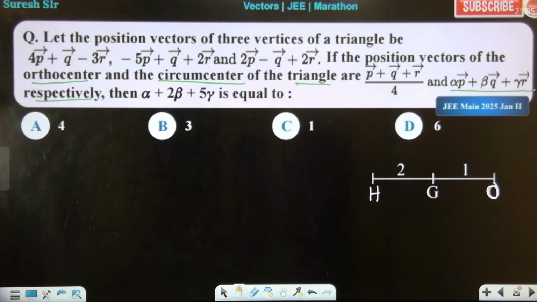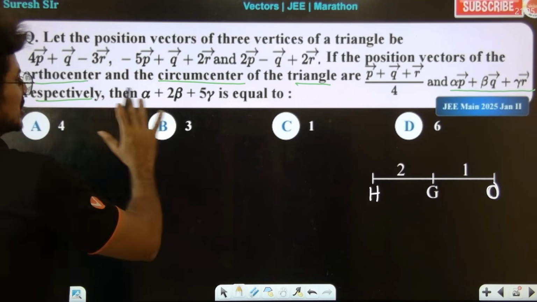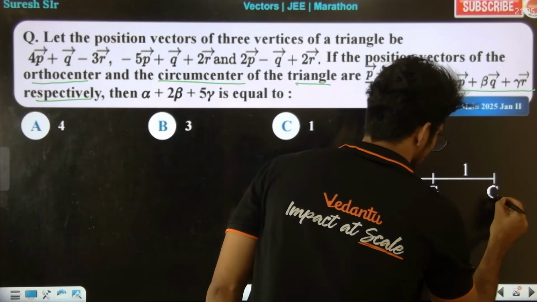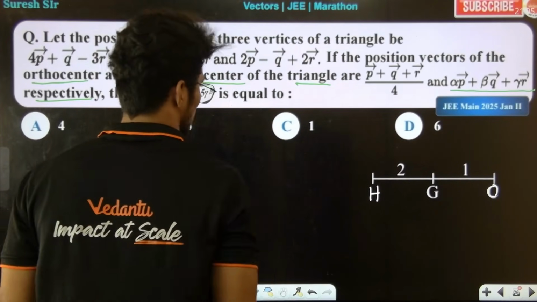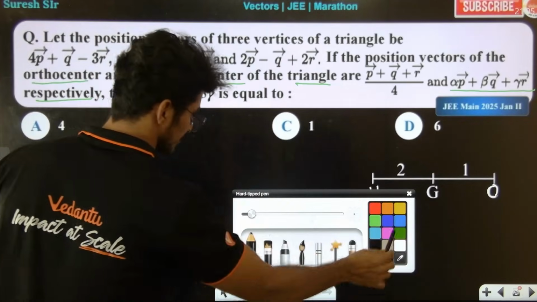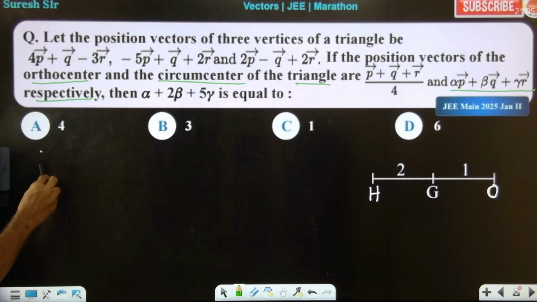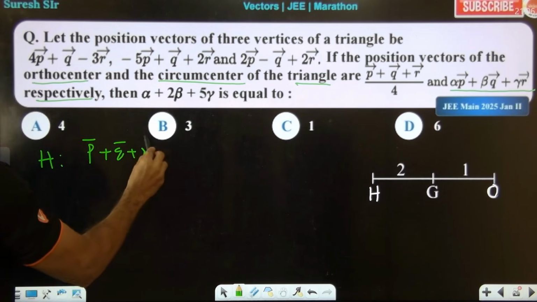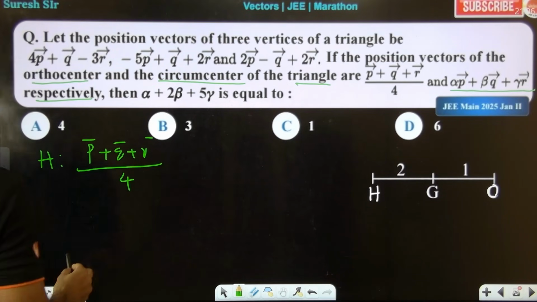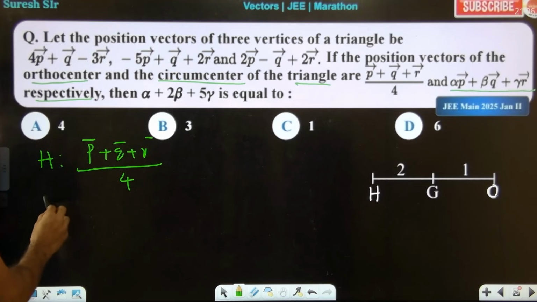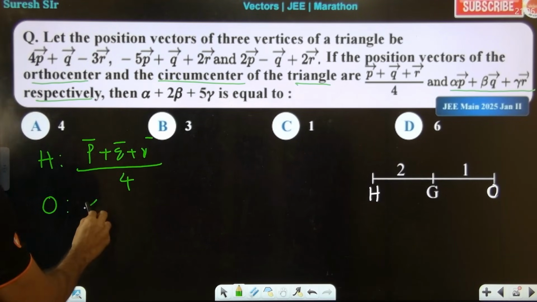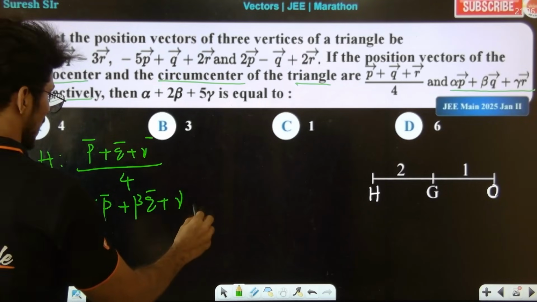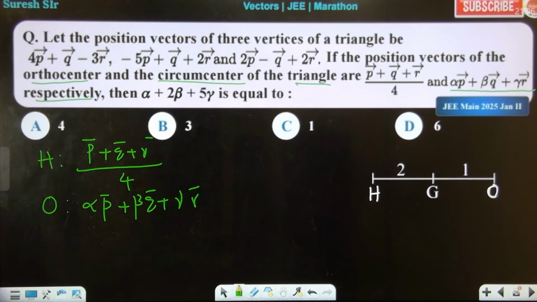Now tell me, what is H given to us? H is basically the orthocenter and O is basically the circumcenter. What is H here? H is basically P vector plus Q vector plus R vector divided by 4. Yes or no? Now what is O, the circumcenter? Alpha P plus beta Q plus gamma R vector. You get it?